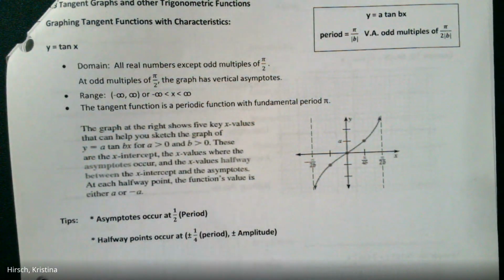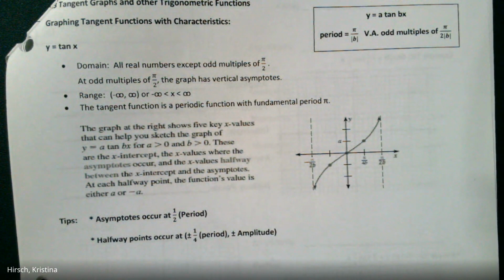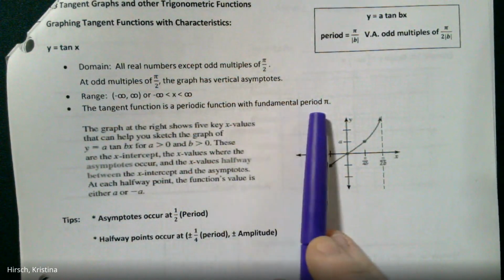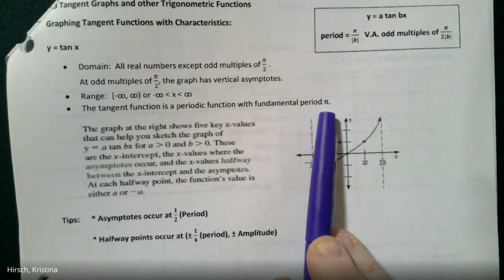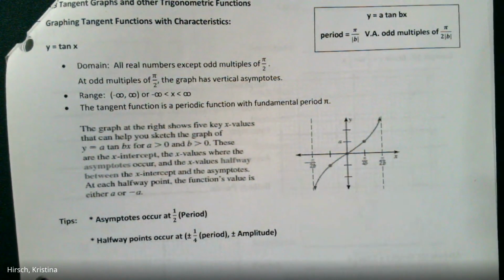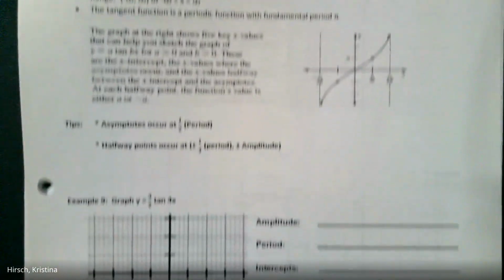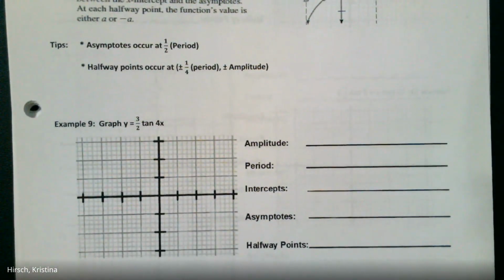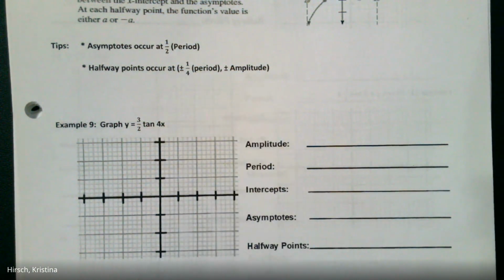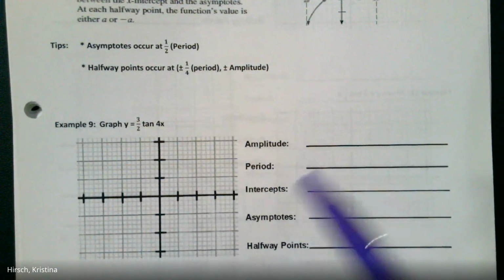All right, instead of having a period length of 2 pi, like sine and cosine graphs, the tangent graph has a periodic length or a fundamental period of pi. So it is still periodic. That just means that the cycle repeats over and over and over again. Okay, but it's just a little bit different in terms of how it's laid out on your graph. All right. So some tips here: your asymptotes occur at 1/2 of your period. All right. And then your halfway points occur at plus and minus 1/4 of your period. So you can utilize this to help you get these answers down here as well.